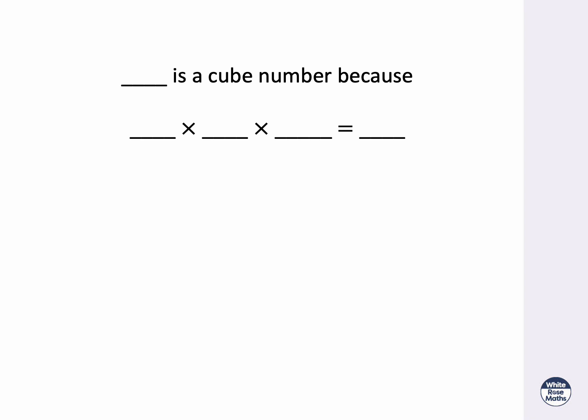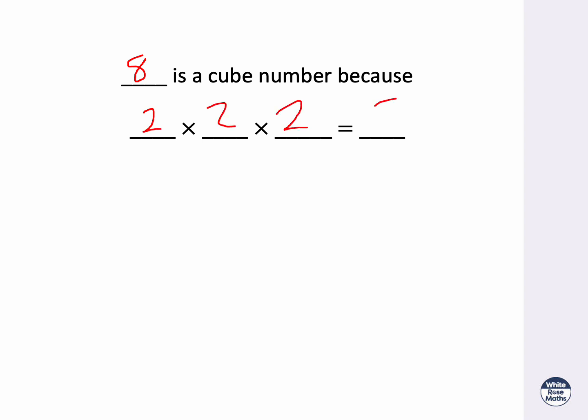So something is a cube number because, so the number 1 is a cube number because 1 times 1 times 1 is equal to 1, guys. As an example, here they've put 512. That's 8 times 8 times 8, which is 512, which makes sense. Another example, the number 8 is a cube number because 8 is made by doing 2 times 2 times 2.